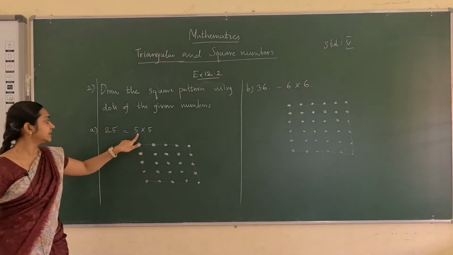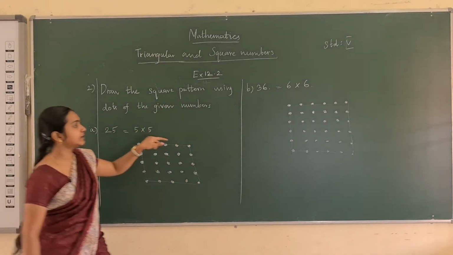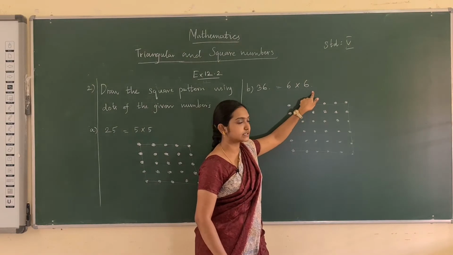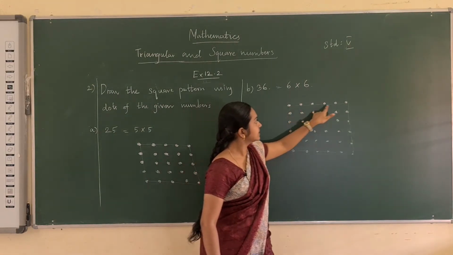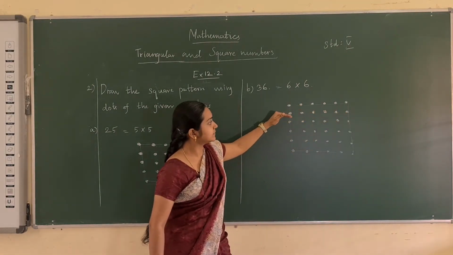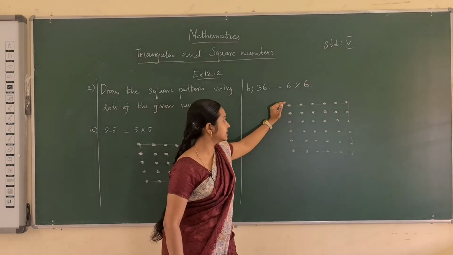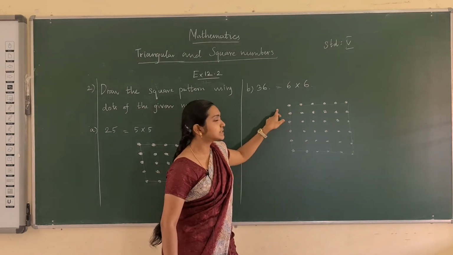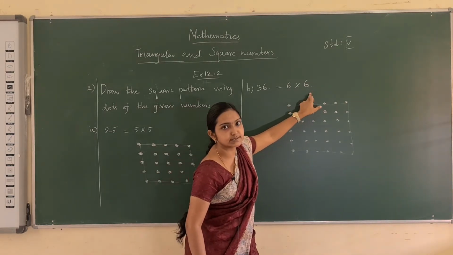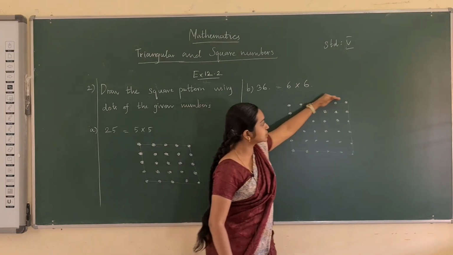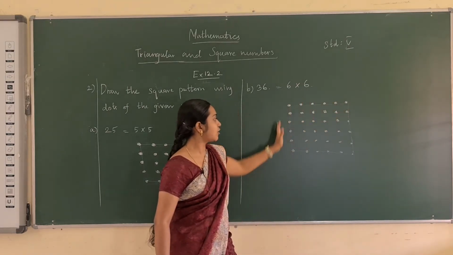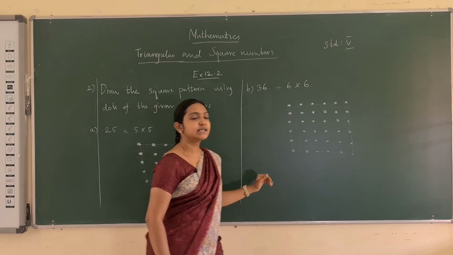First find that number. Here it is 5 into 5. Here it is 6 into 6. So first we have to keep 6 dots and below that we have to keep another 6 dots, and like this you have to do for 6 rows because 6 into 6 is 36. So in rows also we should have 6 dots. In columns also we have to have 6 dots.